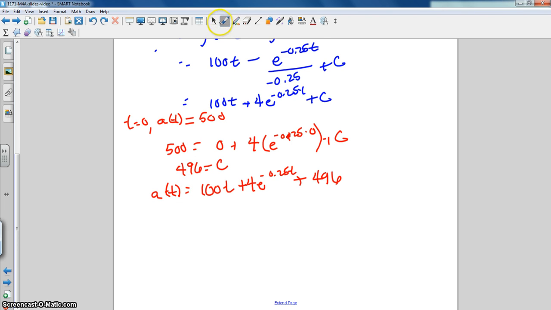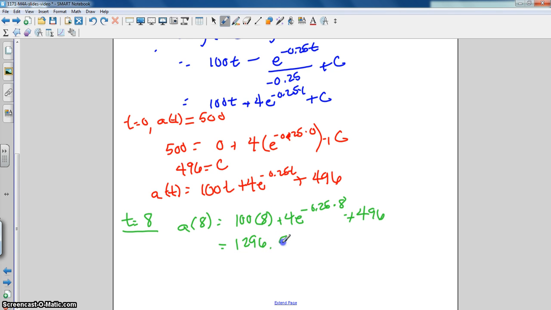Okay, a lot of work. Last step. We want to know what the amount of acetaminophen in their blood is after 8 hours. So all I have to do is plug it in. So I have 100 times 8 plus 4e to the minus 0.25 times 8 plus 496. And when you do this computation, you end up getting 1296.5, and this will be in milligrams.